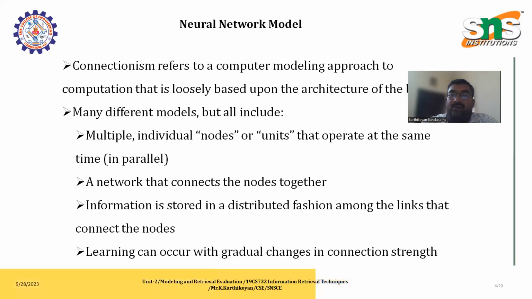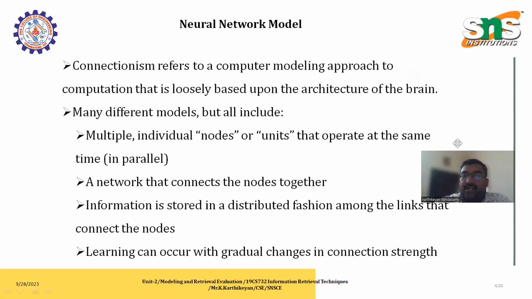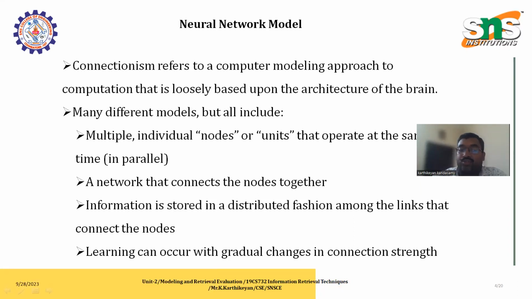So we go on to what neural networks are. Connectionism refers to a computer modeling approach to computation that is loosely based upon the architecture of the brain. Many different models include multiple individual nodes or units operating at the same time. A network connects nodes together, and information is stored in a distributed fashion among the links that connect the nodes. Learning can occur with gradual changes in connection strength, like the brain in your systems.